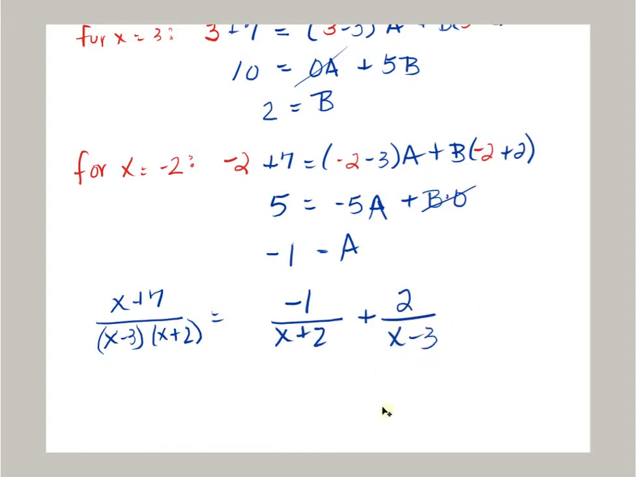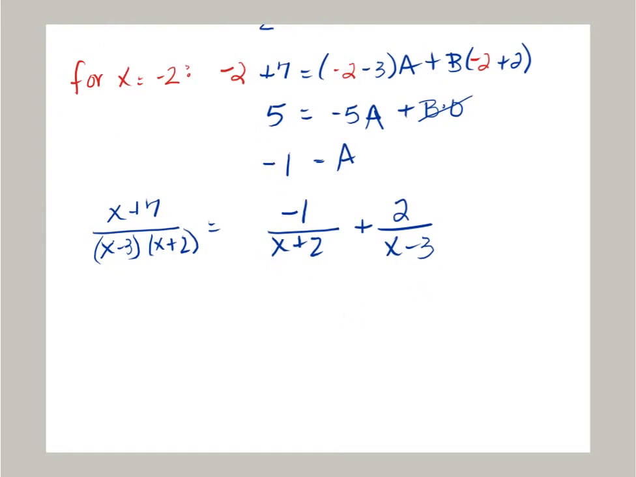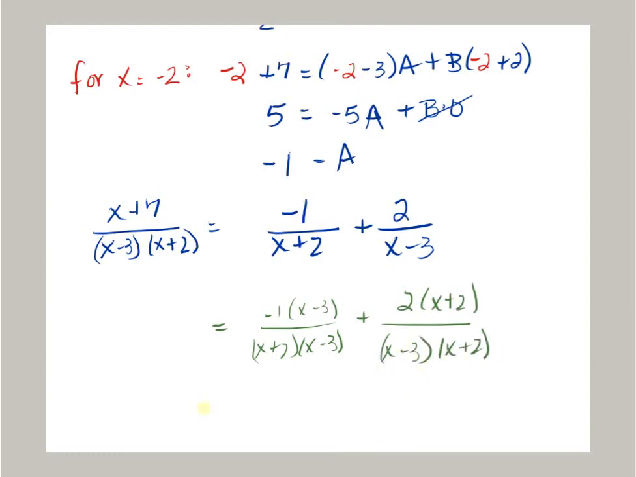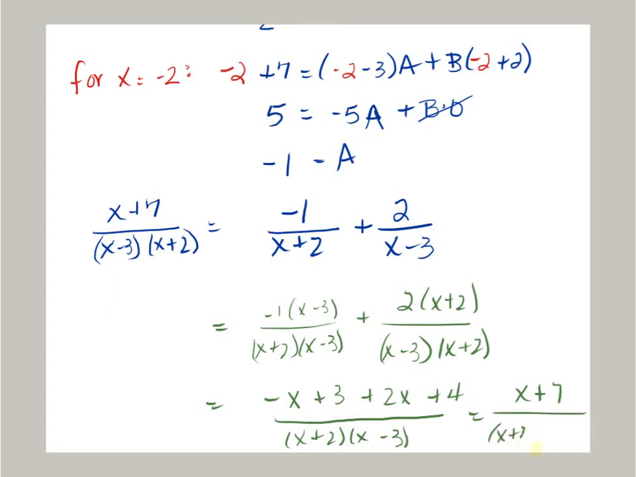Now we can double check ourselves and make sure that that's true. Okay, so if we wanted to add them back together, okay, so I'll do that in a different color. If we wanted to add them back together, we would simply say that we wanted to do negative 1 times x minus 3 over x plus 2 times x minus 3, and 2 times x plus 2 over x minus 3 times x plus 2. Okay, and when we gather that together, we've got negative x plus 3 plus 2x plus 4 all over x plus 2, x minus 3, and that gives us x plus 7 over that common denominator of x plus 2, x minus 3.